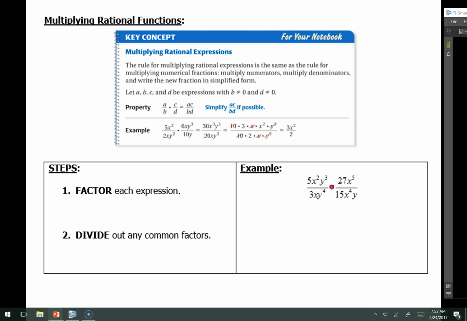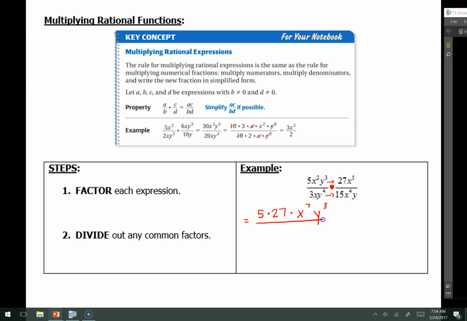Because this is multiplication, we can multiply stuff from the numerators straight across, and the same thing with the denominators. Because I'm going to be canceling things out, though, I am not going to do 5 times 27 and get a gigantic number. I'm just going to write that for now as 5 times 27. And then I have x's in both. I have x squared times x to the 5th. When you add those exponents together, that gives you x to the 7th power, and then you have that y to the 3rd power also.